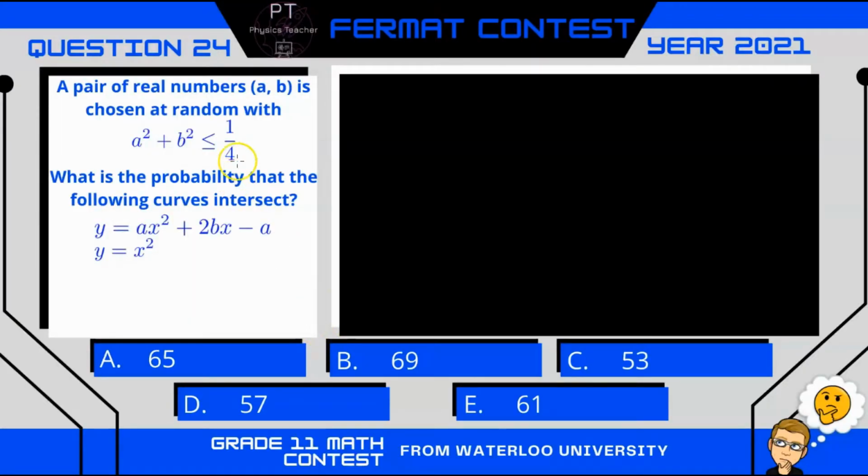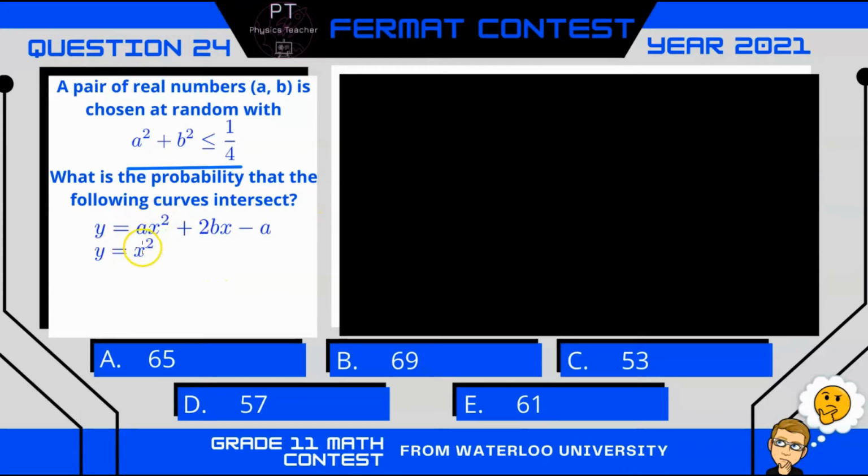Alright, so this question is question number 24 of 25. It's the second last question and it is quite challenging. It says, for a pair of real numbers a and b that is chosen at random under this condition, what is the probability that these two curves will intersect?